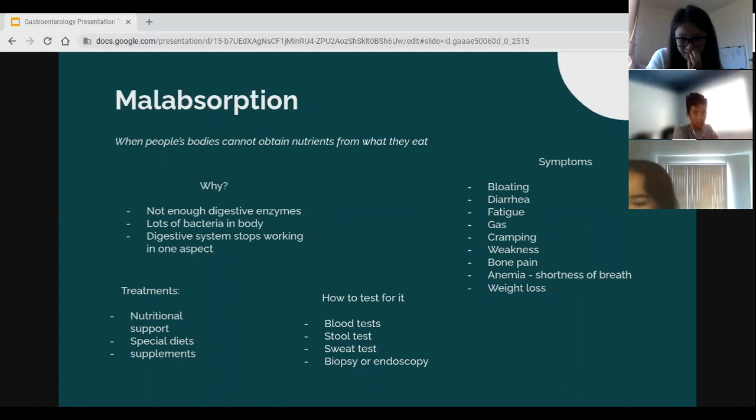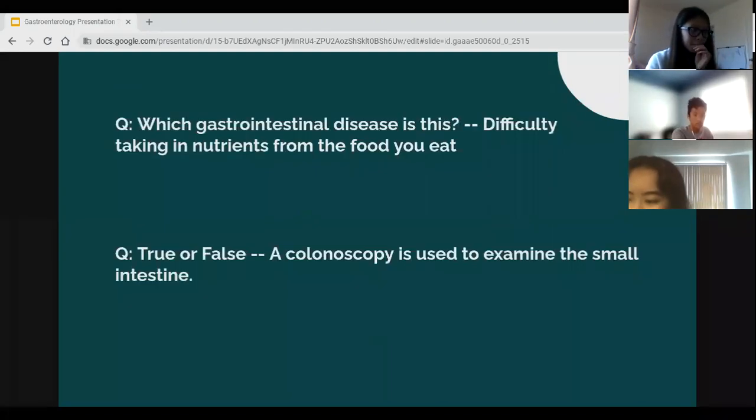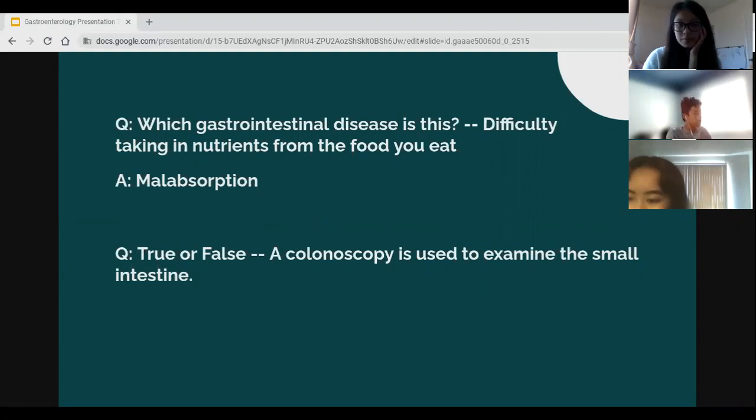Kyle got it right. So the correct gastrointestinal disease is malabsorption. And the second question is a true or false statement. The statement is: a colonoscopy is used to examine the small intestine. Is this true or is this false? So this is actually false, because a colonoscopy is used to find changes or abnormalities in the large intestine, not the small intestine.